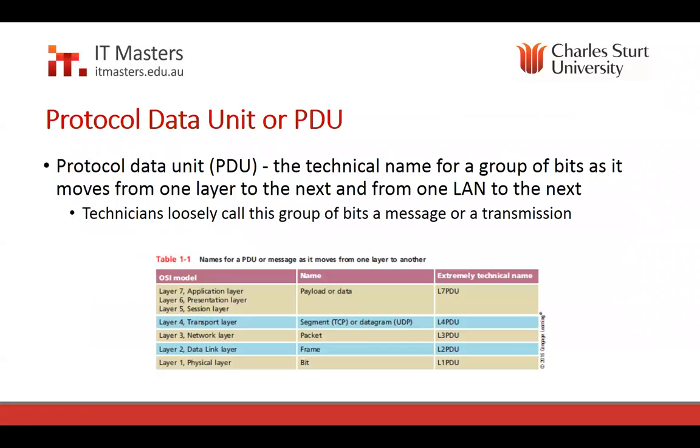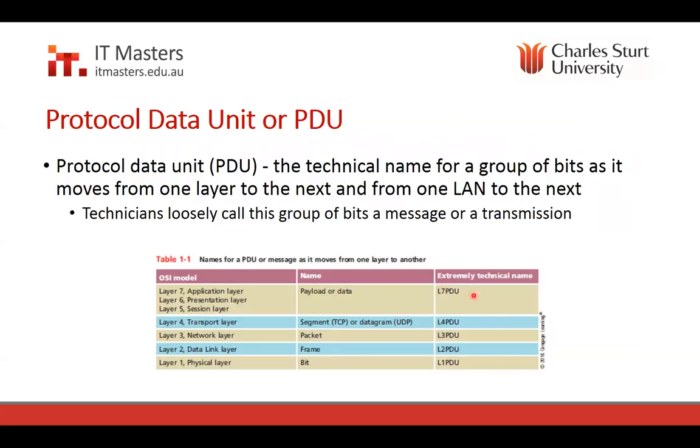We have the concept of a protocol data unit, which is really just the technical name for a group of bits, or group of information, as it moves down the layers of the OSI model. Technicians loosely call this group of bits a message or a transmission, but the specific term is a protocol data unit. If we look at this graphic, we've got the OSI layer model split into 5 here. Layers 7, 6, and 5 are often grouped together because they have very similar functions, as I said before, and that's just called payload and data at that level.